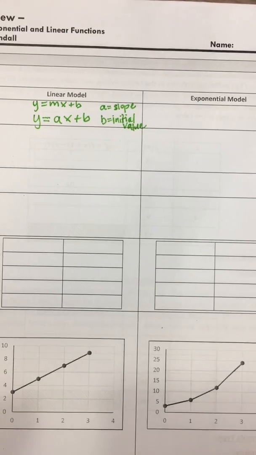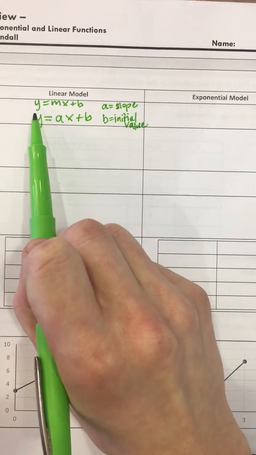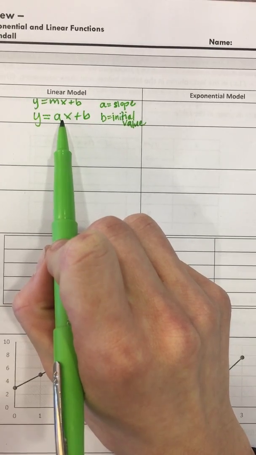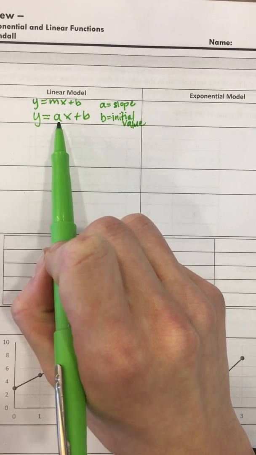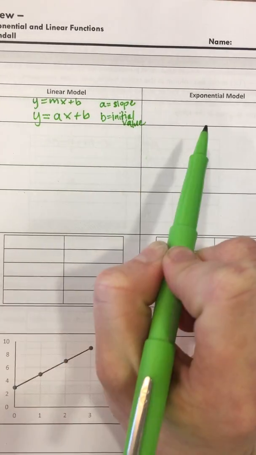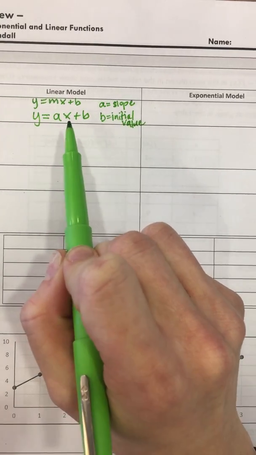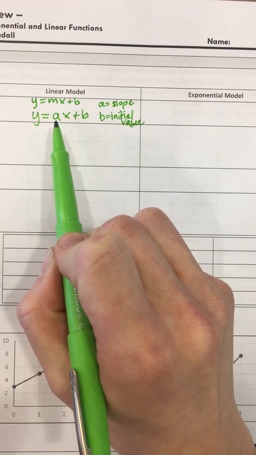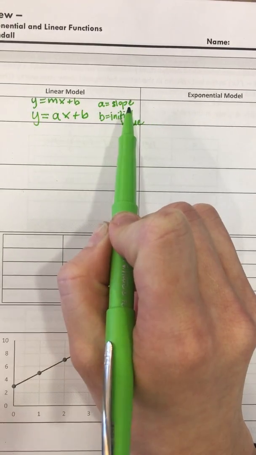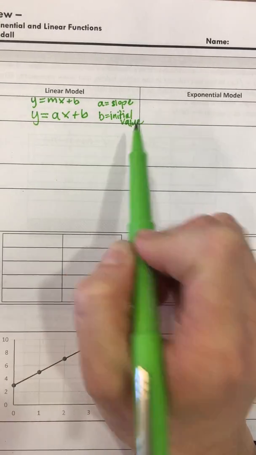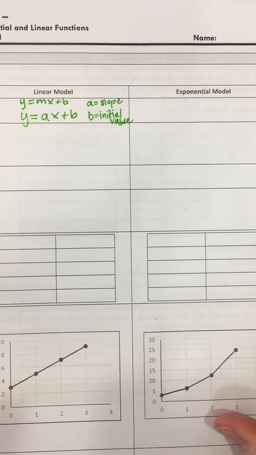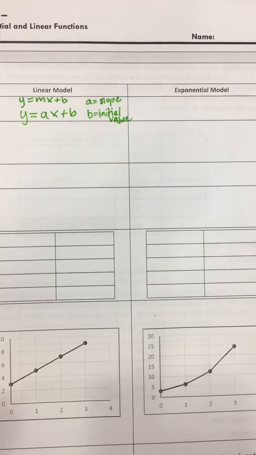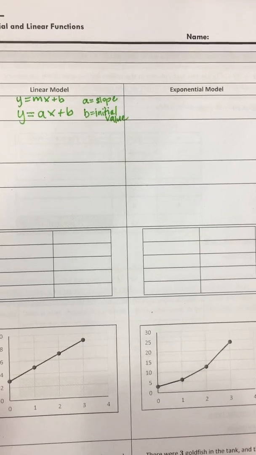You need to write down the linear model. We all know that the equation of a line is y equals mx plus b. But today I'm actually going to use a instead of m because I want to make sure that we can compare exponential and linear. So I'm going to use a and b for both equations. Instead of m, we're just going to use a, but a still means slope and b still means initial value. Take a second and make sure you write that down. y equals ax plus b, where a is slope and b is initial value.